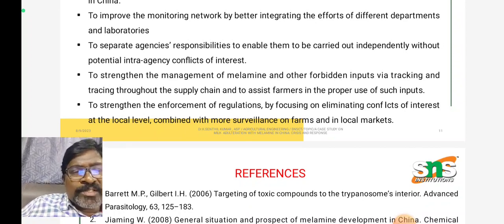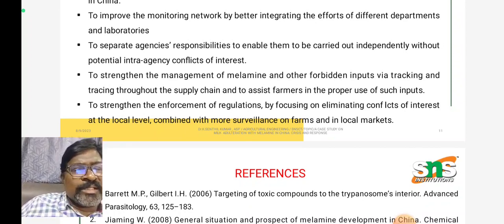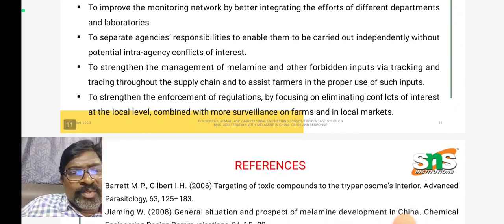To strengthen the enforcement of regulations by focusing on eliminating the conflict of interest at the local level, combining with more surveillance on farms and in local markets.